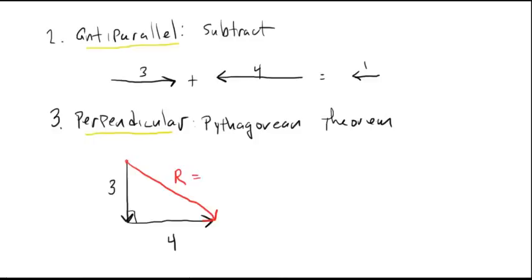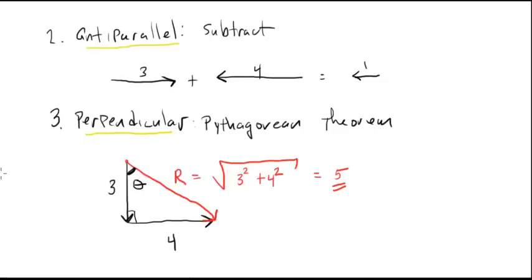In other words, my resultant R is going to be the square root of 3 squared plus 4 squared, which is the square root of 25, or 5. So my resultant now is 5. Now I'd have to give a direction here, and the direction that I would give, in this case, I would say this angle here. I'm going to call that angle theta.